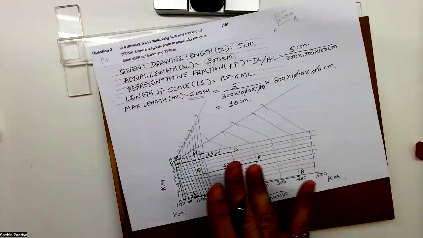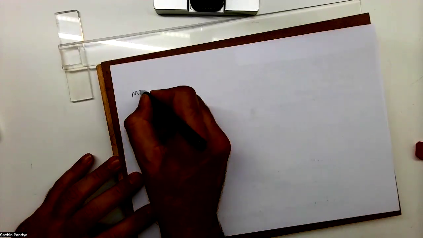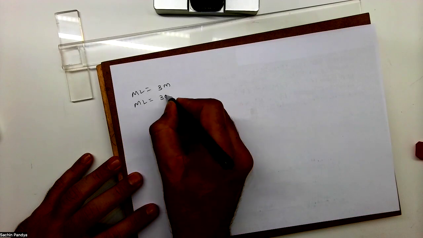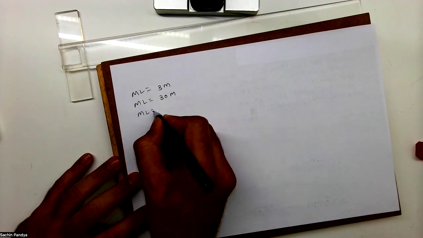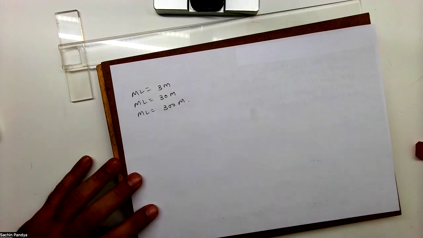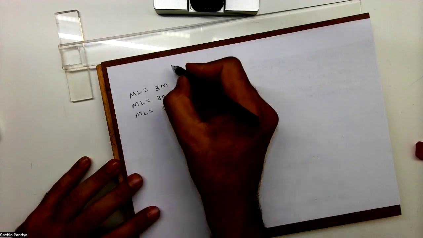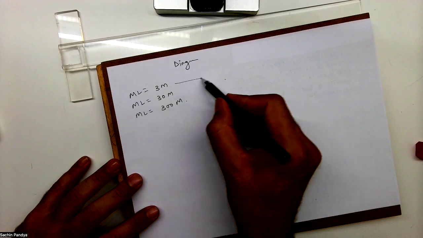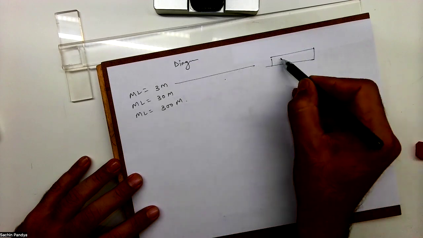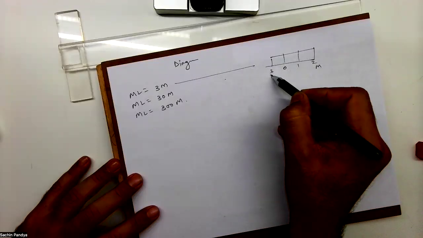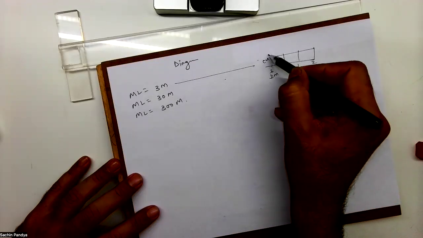So one thing which I wanted to explain to you people is this. When maximum length is 3 meter, when maximum length is 30 meter, and when maximum length is 300 meter, how will you solve this? In diagonal scale. Right now we are talking about diagonal. So when you have 3 meter, what you will write? You'll divide into 3 parts. You write 0, 1, 2, 3. You'll write meter, decimeter, and centimeter.